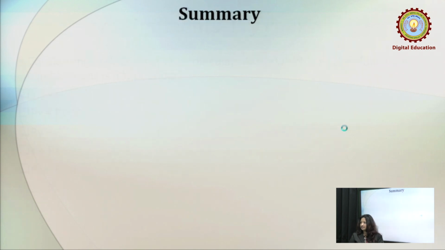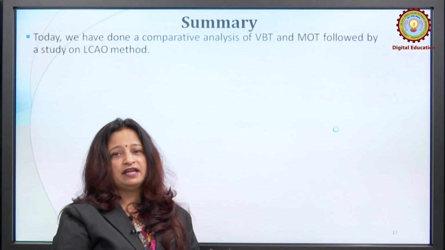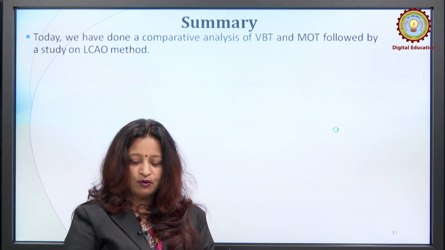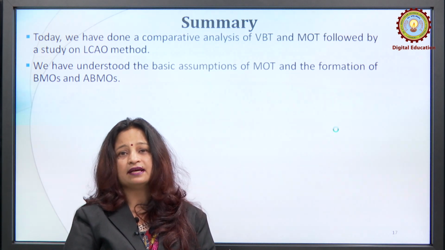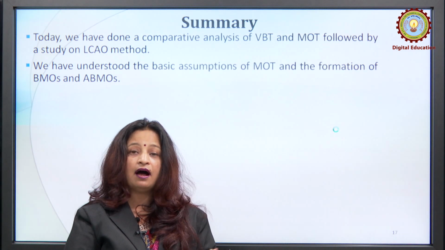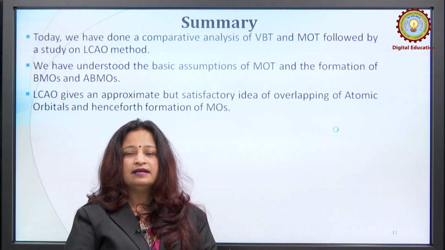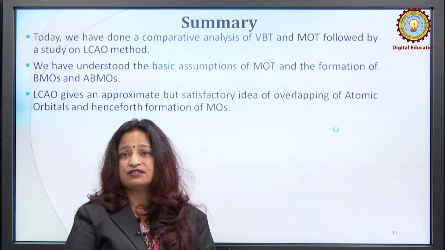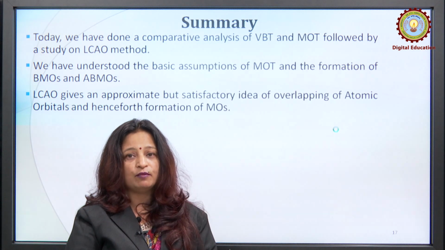So, friends, today we have taken an overview of molecular orbital theory. We have done a comparative analysis of valence bond theory and molecular orbital theory, and also a study of the LCAO method. We have understood the basic assumptions of molecular orbital theory and how the bonding and anti-bonding molecular orbitals are formed. Similarly, we have understood that LCAO actually gives an approximate but satisfactory idea of the overlapping of atomic orbitals and hence the formation of molecular orbitals.